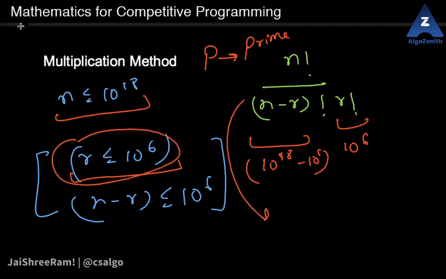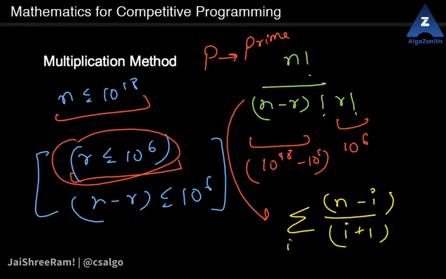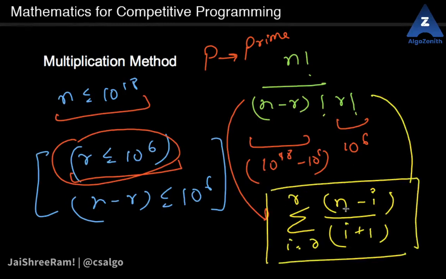So we can write this particular thing in this form: summation over n minus i divided by i plus 1, i equal to 0 to r. We can write this thing in this particular format as well. Now this is nothing but cancelling this n minus r factorial with everything in the top, and the rest of the terms would be of this form and this would be here, okay.